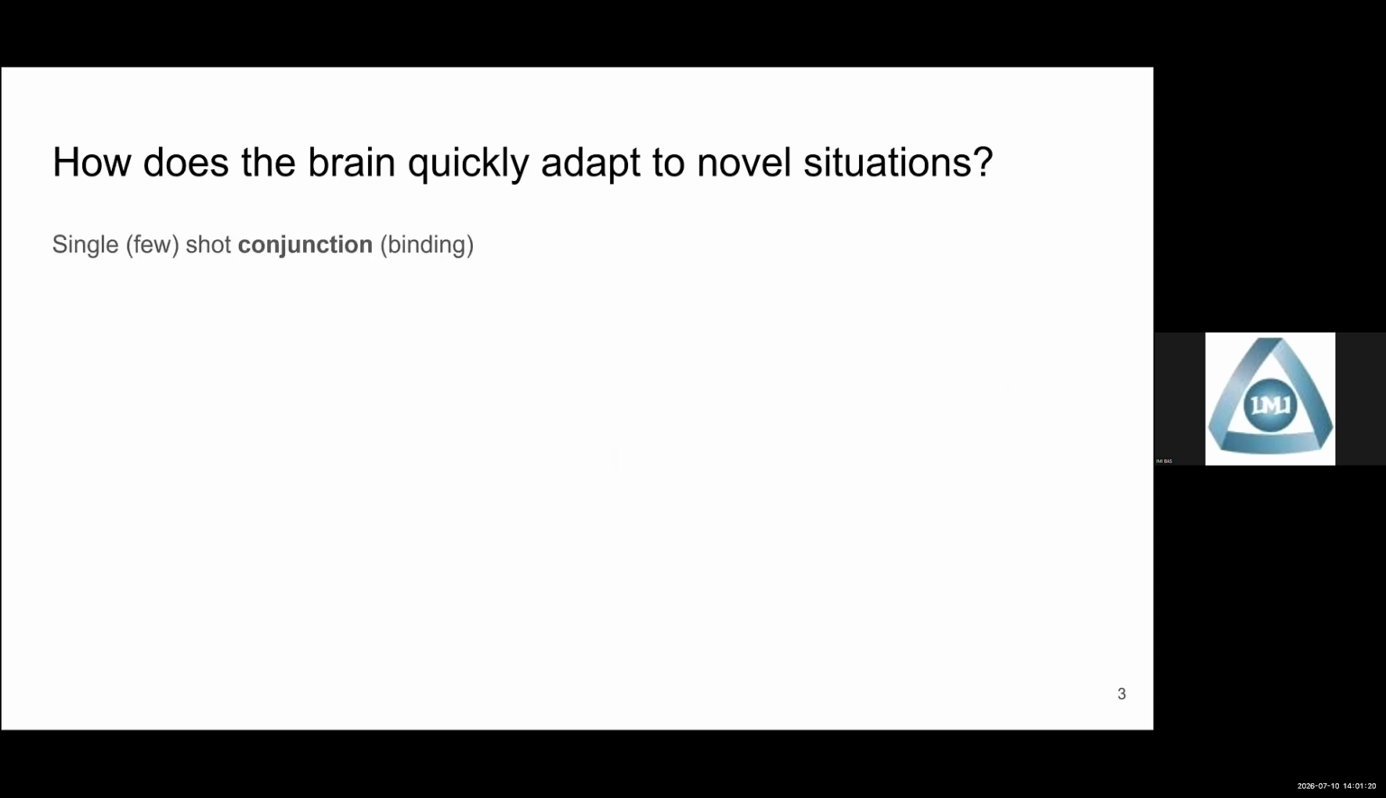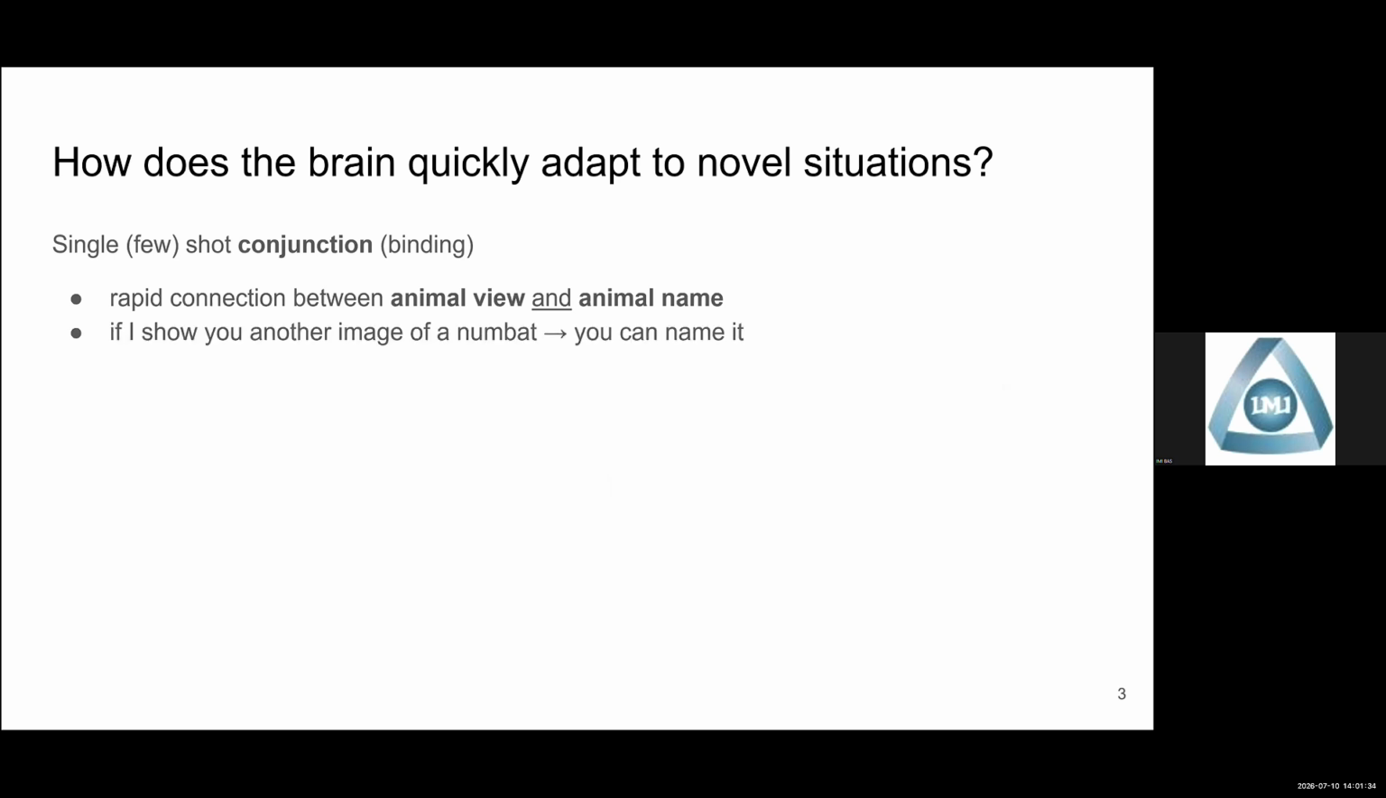And the interesting thing now is, how do we actually do this? How can we do the single or few shot conjunction, other people would call it binding, of different representations in the brain? So if I show you another one, you will be able to name it. And the leading idea here is that this is facilitated by a rapid formation of what is called a joint representation, of the visual information and also of the name.